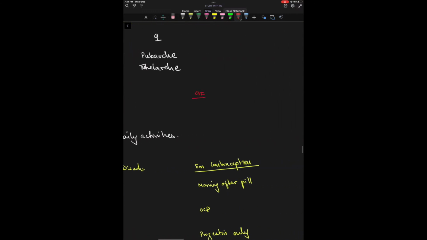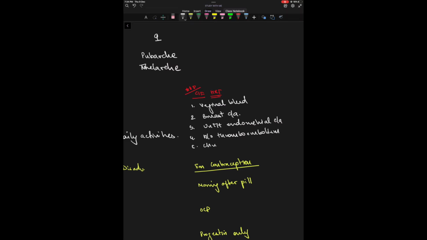contraindications of HRT. Very important topic. First is vaginal bleed. Next is breast cancer. Untreated endometrial cancer. Then history of thromboembolism. Chronic liver disease. And increased triglycerides.